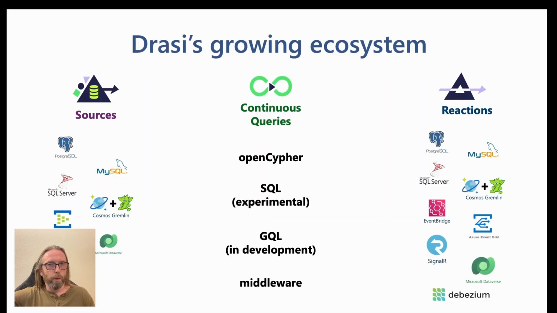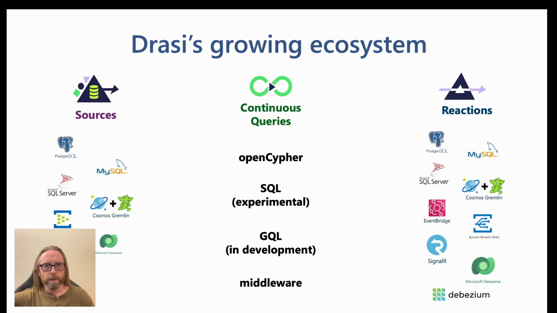Talking of the growing collection, here's what we currently have. You can see there's a range of sources: Postgres, MySQL, SQL Server, Cosmos Gremlin, Dataverse, Kubernetes as a source, which we touched on earlier on. For continuous queries, we are focused on OpenCypher at the moment. We added SQL as an experimental language to try it out and see what would happen. We are currently working on GQL, the new ISO standard, to replace our Cypher implementation, and it's in development.